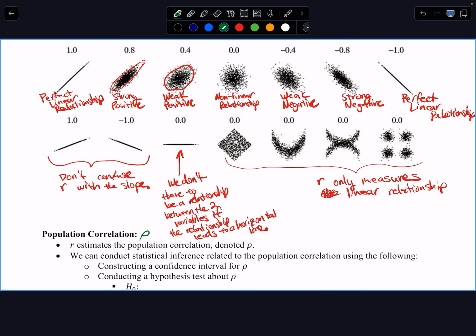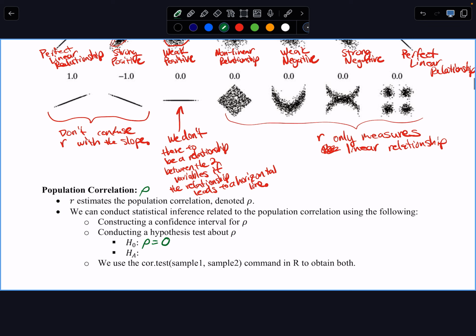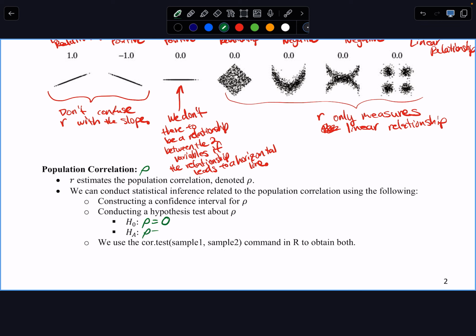The hypothesis test is always going to be that there is no correlation, right? So my null hypothesis will always be that rho equals 0. We assume that there is no linear relationship between the variables. We gather our sample data, and we can test the alternative hypothesis that rho does not equal 0, rho is greater than 0, or rho is less than 0. Either of those.